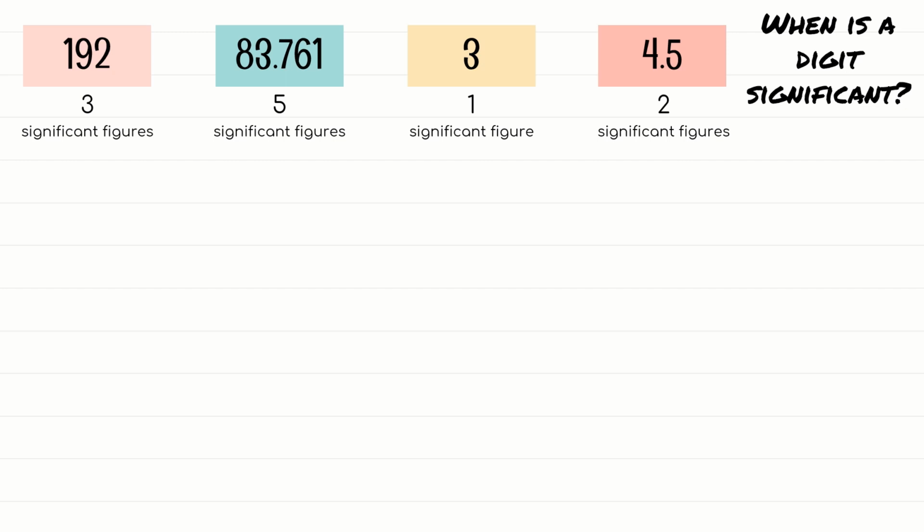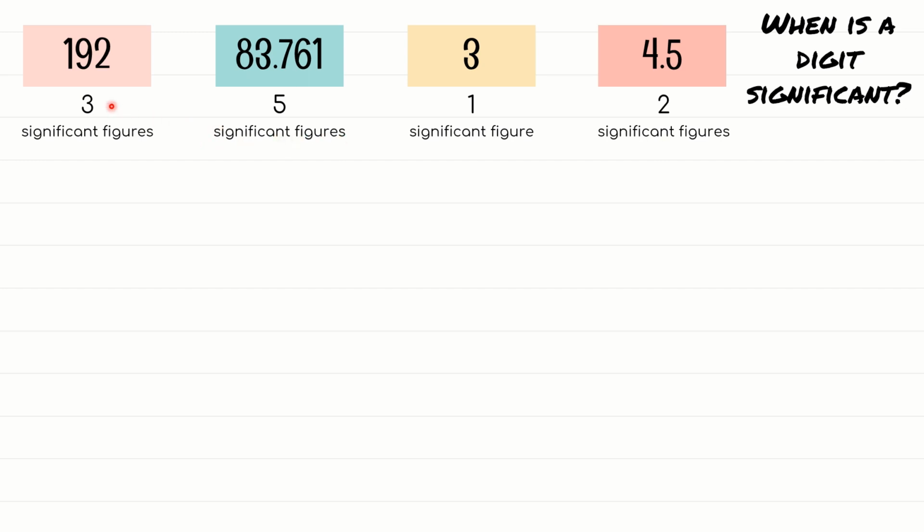Given these numbers 192, 83.761, 3 and 4.5, I want to tell you that 192 is considered 3 significant figures, 83.761 is considered 5 significant figures, and 3 is considered 1 significant figure, and 4.5 is considered 2 significant figures. So looking at these 4 numbers itself, how do you think I identified the number of significant figures?